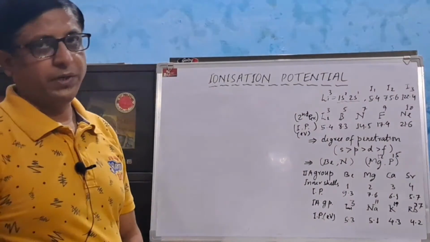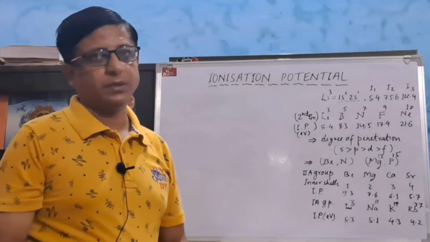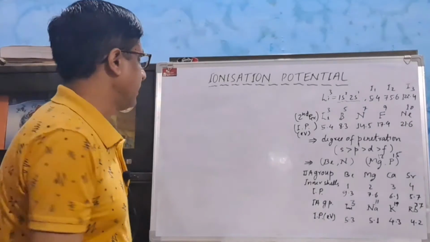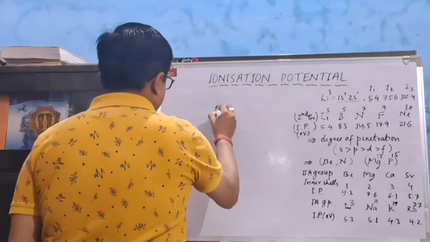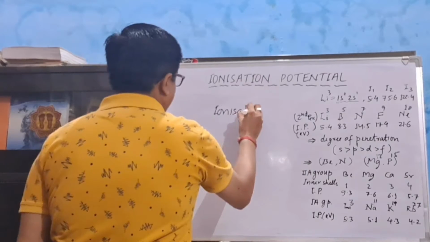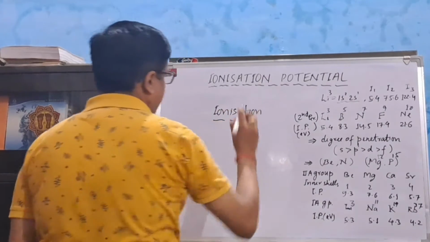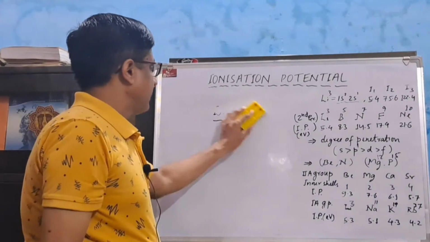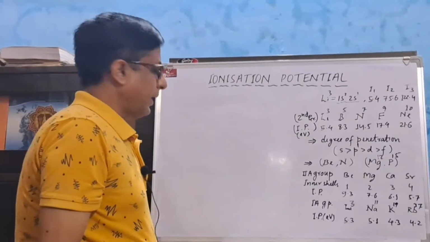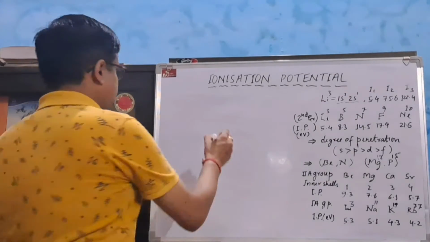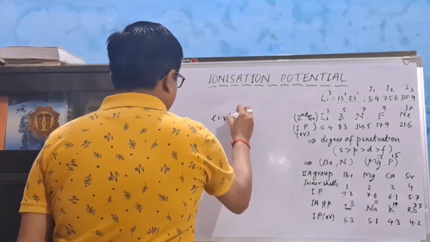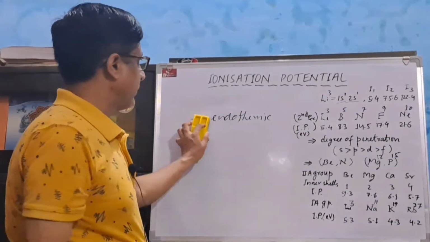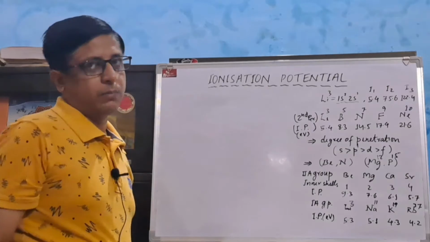The process by which an electron is removed from an isolated gaseous atom is known as the ionization process. This is an endothermic process, since energy is absorbed in this process.